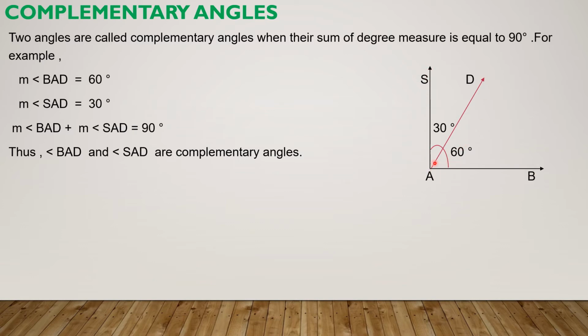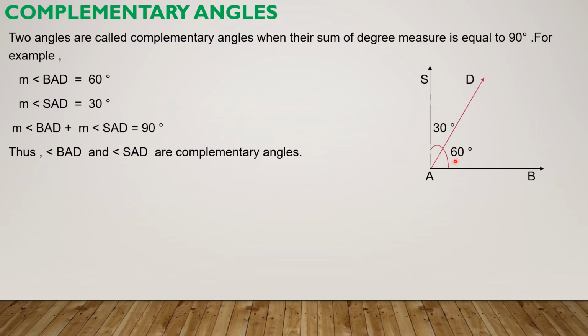Angle SAD, or you can say DAS, is of 30 degrees. One angle is of 60 degrees, the other angle is of 30 degrees. If you add both the angles, you will get 90 degrees. Such angles are called complementary angles. Two angles whose sum is equal to 90 degrees are called complementary angles.